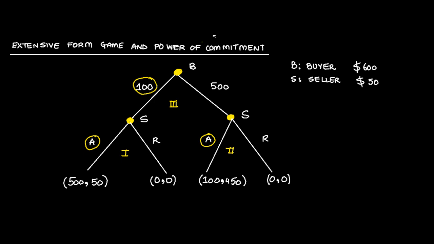Now comes a little twist. The twist is that seller is publicly committed or even privately committed, doesn't matter. He is committed to accept the offer. Then buyer knows that he is definitely going to accept. If he is going to accept, why on earth will he give $500? He won't, so he'll give only $100.